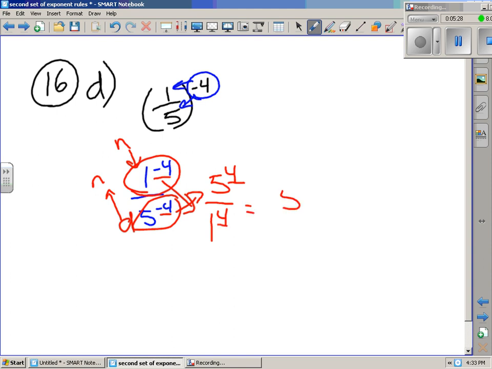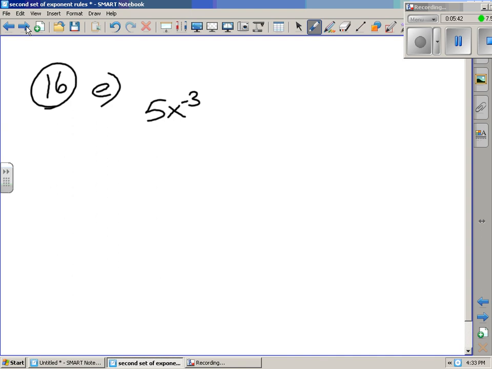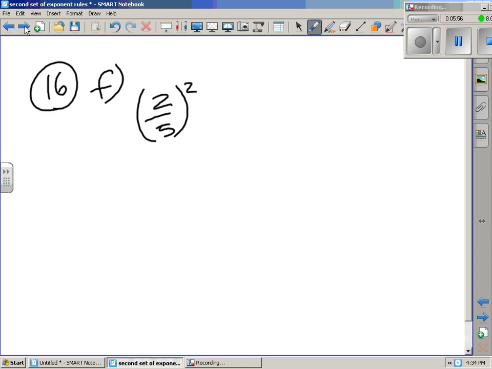So we get 5 to the 4th power over 1. And 5 to the 4th power is equivalent to 625. So the result is 625. 16e, this is the only piece that needs to change. We're going to flip it over the fraction bar, and we get 5 over x to the 3rd. When you flip it over the fraction bar, the sign of the exponent changes.